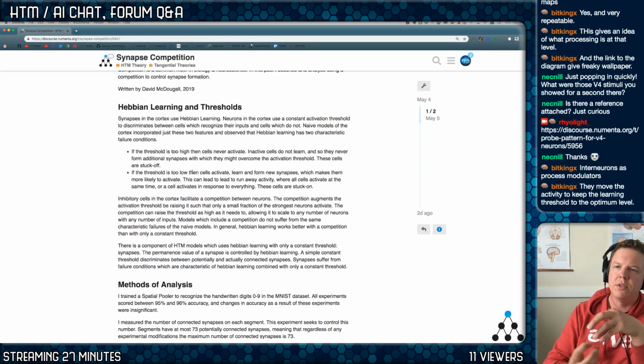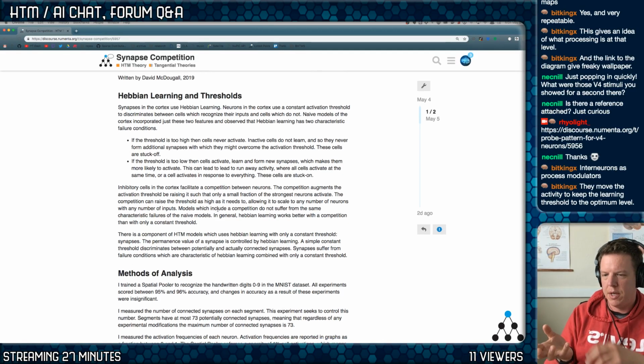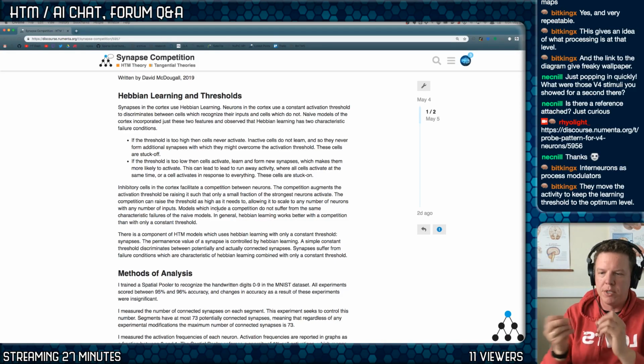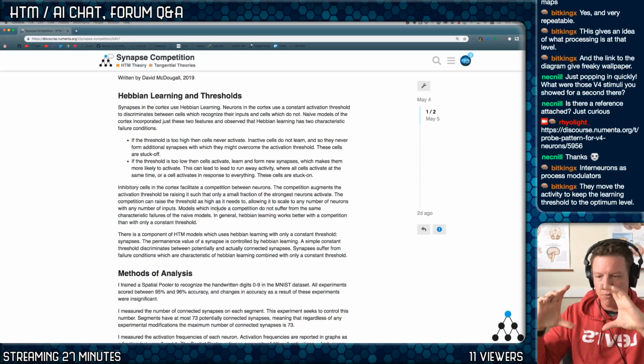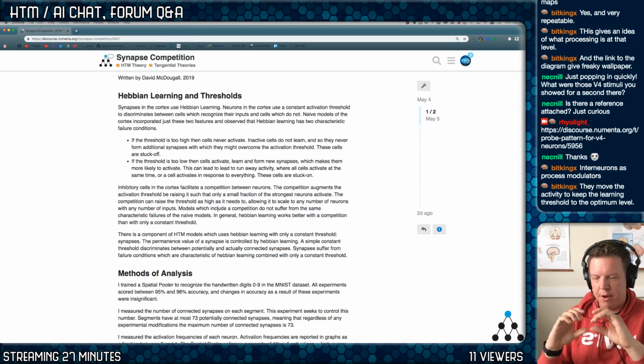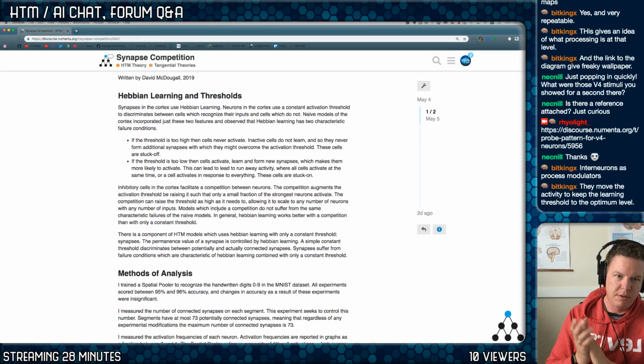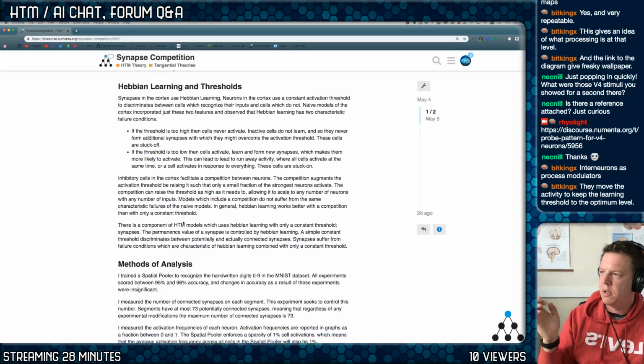Even while we're having these local competitions, we still apply boosting. We look at the active duty cycles of all the mini columns, how much they have been active over time, and we squelch down the ones that are very active and reinforce that new meaning is assigned to columns that are not being very active. And there's evidence that this is happening in the brain too. Yeah, they move the activity to keep the learning threshold at the optimal level. That's the perfect way to put it.